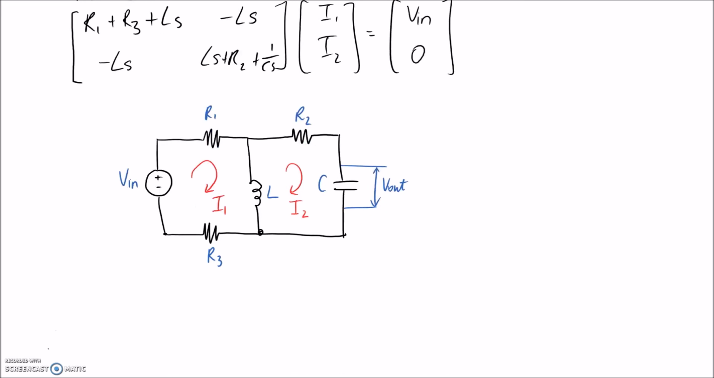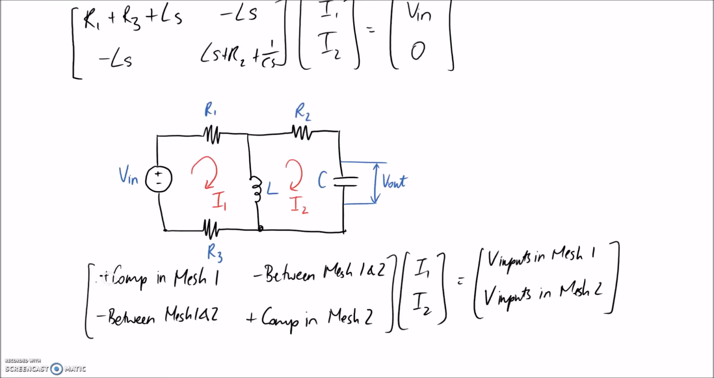So let me just quickly write out the pattern. Right, so this is the pattern for the pure mesh analysis stuff, or pure electrical systems. On the diagonal, we end up with the positive of all the components within each mesh. And on the other side reflected, we end up with the negative of what's in between them. And on this other B matrix, we end up with the voltage inputs in either mesh. So these are the external ones added to the system.